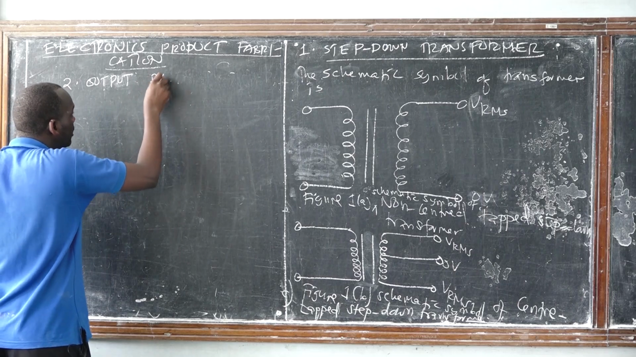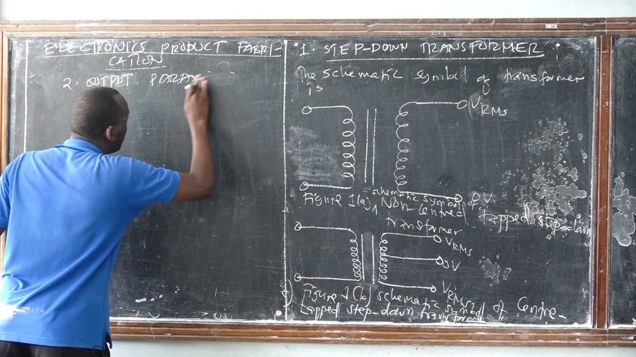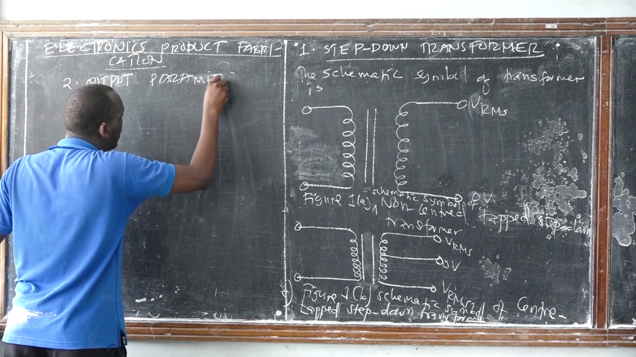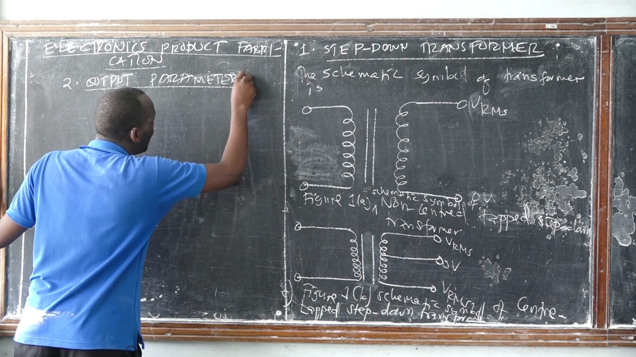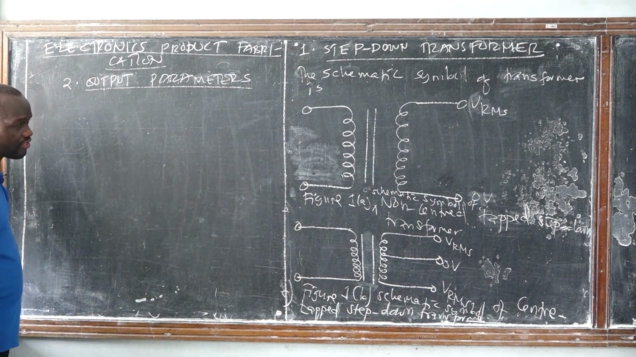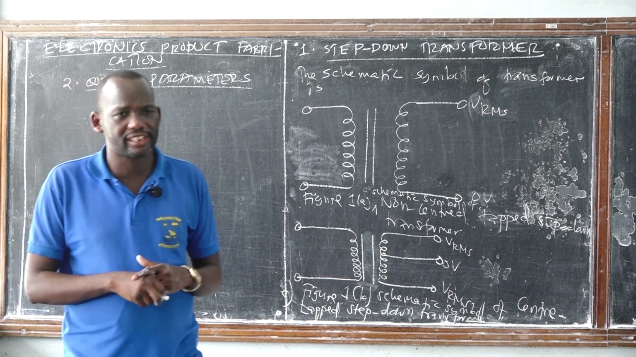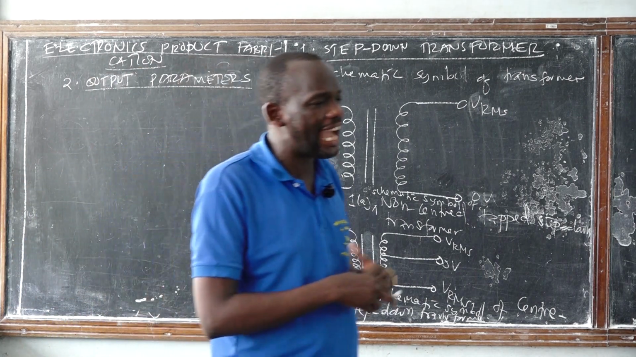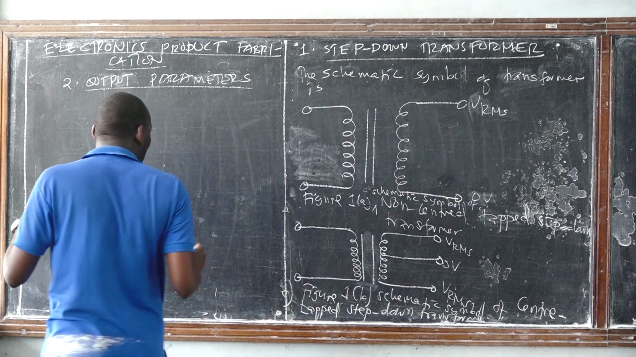Output parameters of a step down transformer. Here we might focus on only three important parameters, but we might think about the other ones which I've mentioned. So let's mention them according to what?